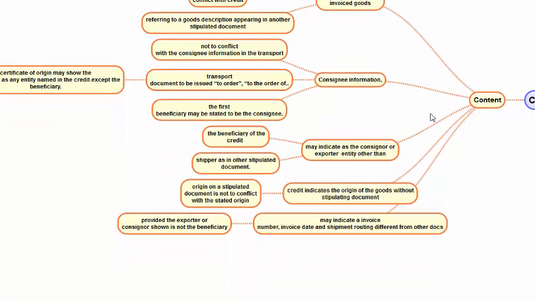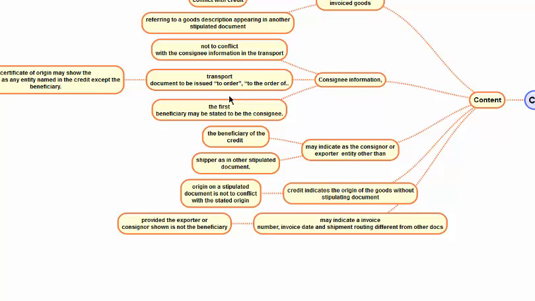The consignee information on the certificate of origin need not conflict with the consignee information of the transport. If the goods are shipped to party ABC and notified party is XYZ, then this consignee information in the certificate of origin should not conflict with the transport document.